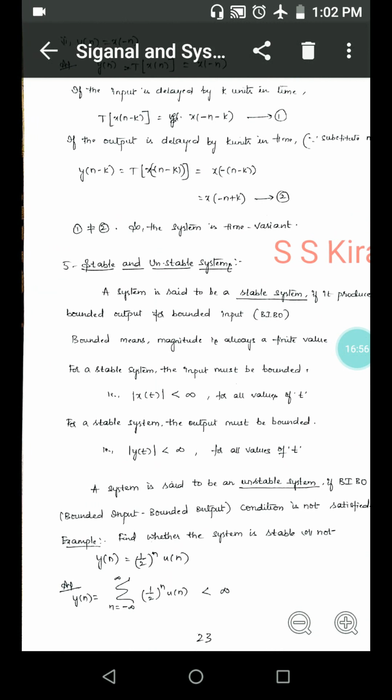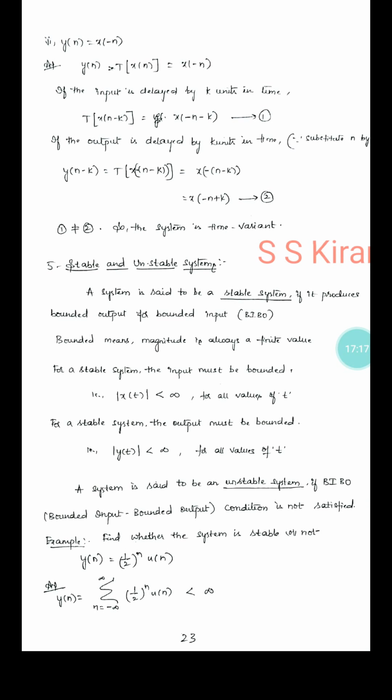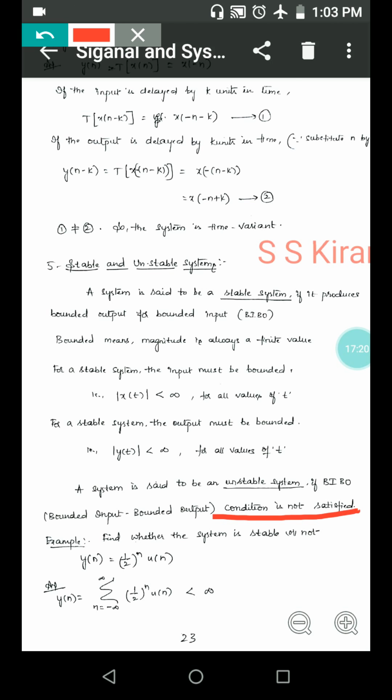Okay, for a stable system the input must be bounded: |x(t)| < ∞ for all values of t. The output y(t) must also be bounded. The input must be bounded and the output must also be bounded; those systems are nothing but the stable systems. Coming to unstable: a system is said to be unstable if the condition is not satisfied. See closely, if the condition does not satisfy, those systems are nothing but the unstable systems, right?